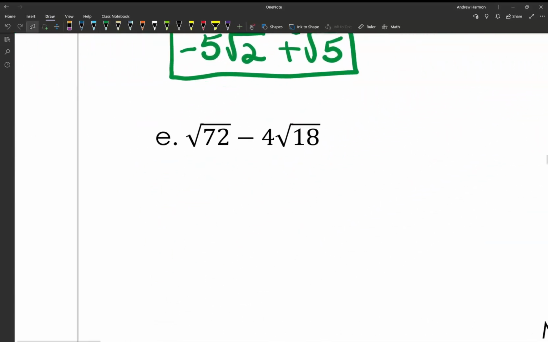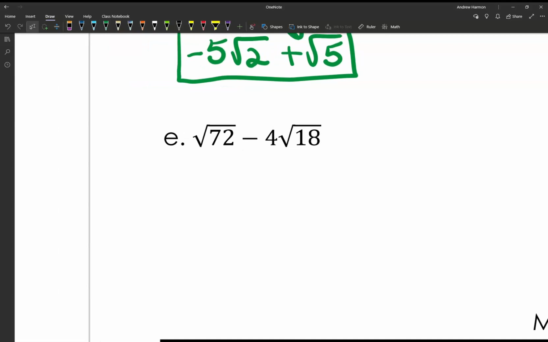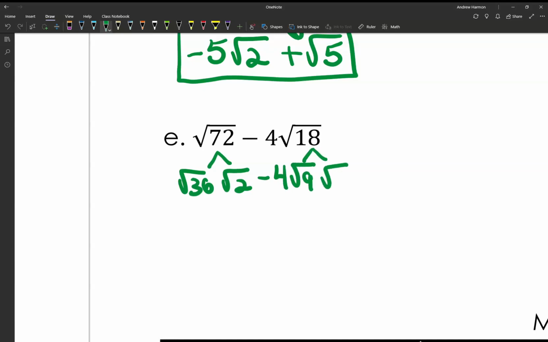So this one, square root of 72. We want to find a perfect square that goes into 72. We want the largest one. So the largest perfect square that goes into 72 is 36. So we'll do square root of 36 and the square root of 2. And then for this one, we'll bring down that -4, and then the square root of 18, largest perfect square that goes in 18, is 9, and that times 2 would give me the 18.